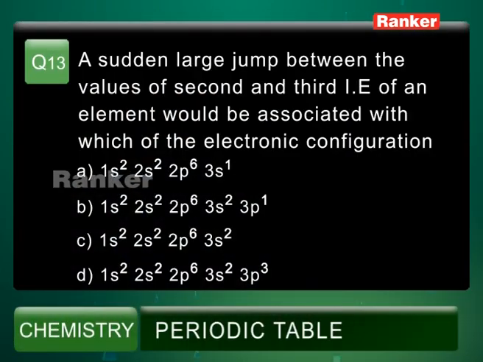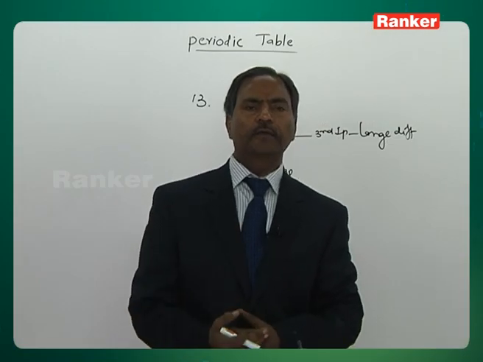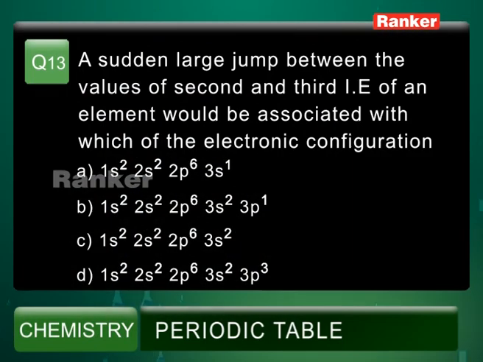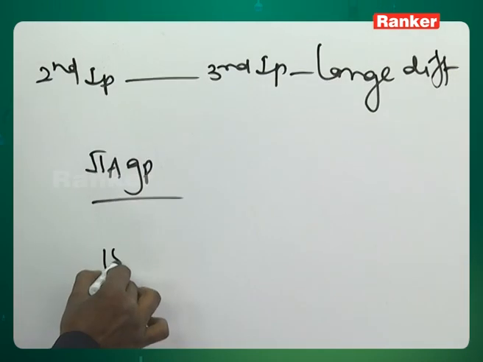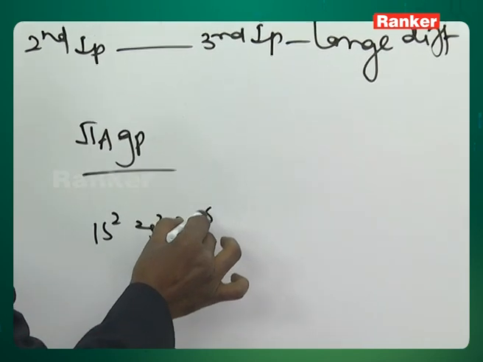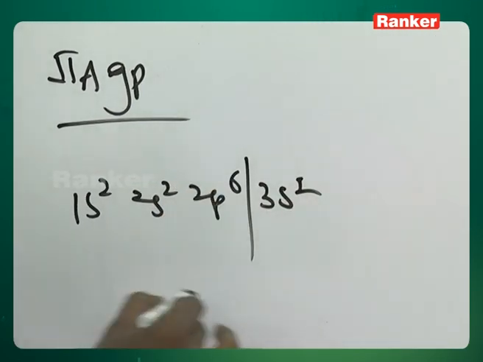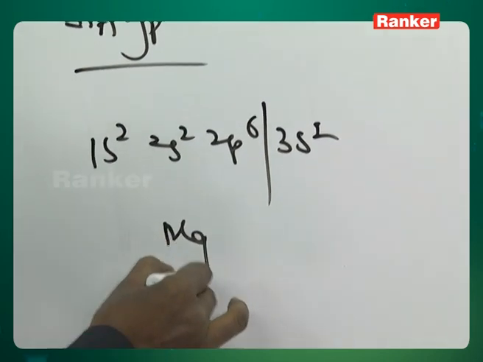Therefore, let us check the answers. Here the options: 1s2, 2s2, 2p6, 3s1. 3s1 is actually a first A group element. Option B, 3s2, 3p1, that will be a third A group element. Coming to C, 1s2, 2s2, 2p6, 3s2, this will be a second A group element. Coming to D, 1s2, 2s2, 2p6, 3s2, 3p3, that belongs to a fifth A group element. Now consider option C, it is second A group, 1s2, 2s2, 2p6, 3s2. This is 10 plus 2, magnesium.